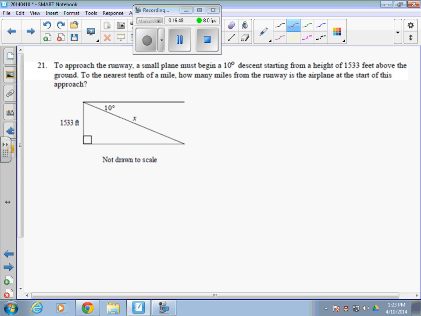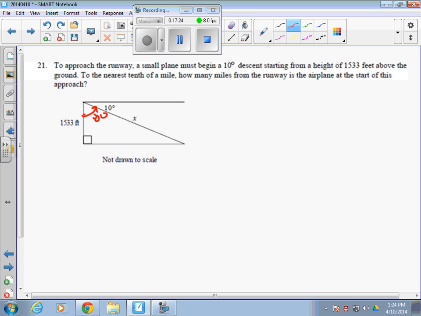21 says to approach the runway, a small plane must begin a 10-degree descent starting from a height of 1,533 feet above the ground. To the nearest tenth of a mile, how many miles from the runway is the airplane at the start of this approach? Okay, so we have a 10-degree descending angle right here, 1,533. We're going to treat it the same way. If this one's 10 degrees, then this angle right here makes up 90 degrees. That angle must be 80 degrees. So we use that as our reference point.